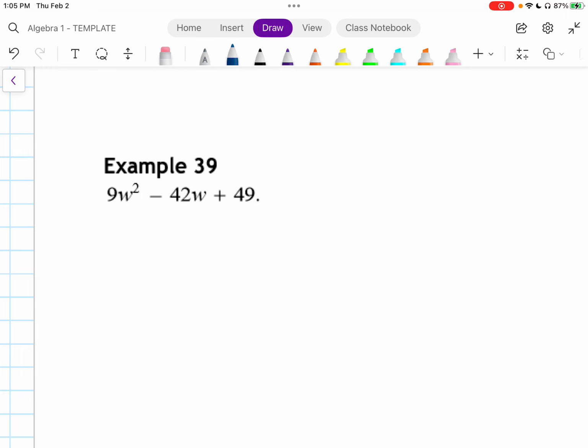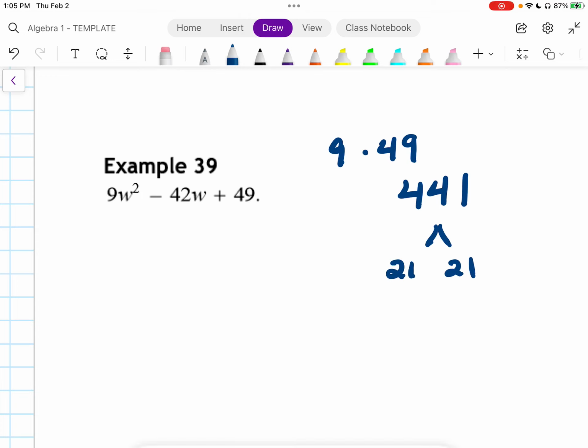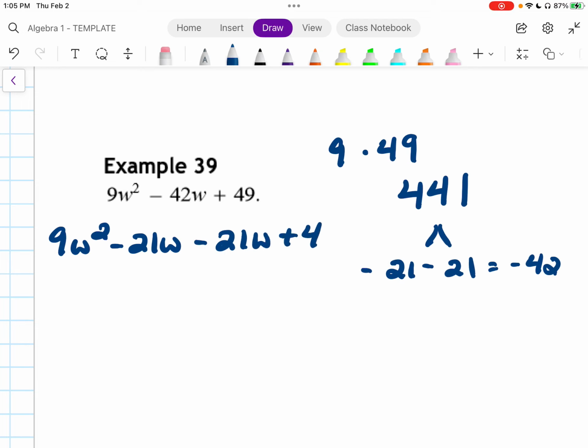All right, well, I guess we have to do it as saying 9 times 49. That's going to give us a big number. That gives us 441. Now, what can we break that apart to be? I bet it's 21 times 21. It is 21 and 21. And that so happens, if we made them both negative, that would add up to be negative 42. So this here we can break apart to be 9w squared minus 21w minus another 21w plus 49.